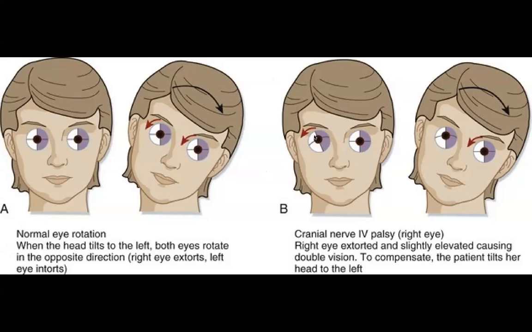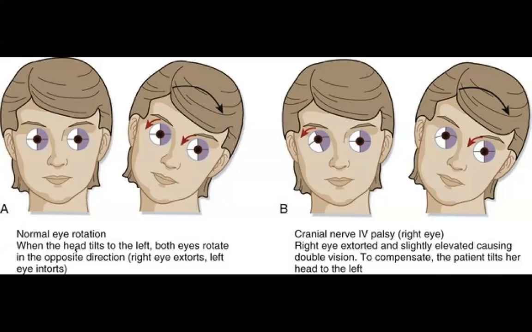As we see here, if there is right-sided palsy, the eye will be towards up. To bring both eyes into one gaze position, the patient will tilt. Usually if it is right-sided fourth nerve palsy, the patient will tilt towards the left, towards the normal eye. We should know this. The right eye is extorted and slightly elevated, causing double vision. To compensate, the patient tilts her head towards the left.